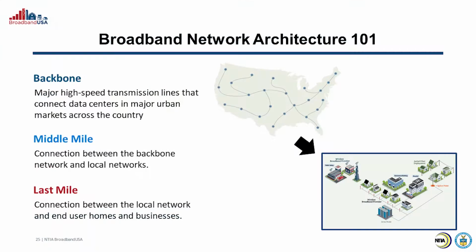If you hear backbone, that's the major high-speed transmission lines that connect data centers in major urban markets across the country. Middle mile, that's the connection between the backbone network and local networks. That's almost akin to the federal interstate highway system in America. And then last mile, that is the connection between the local network and end user homes and businesses.